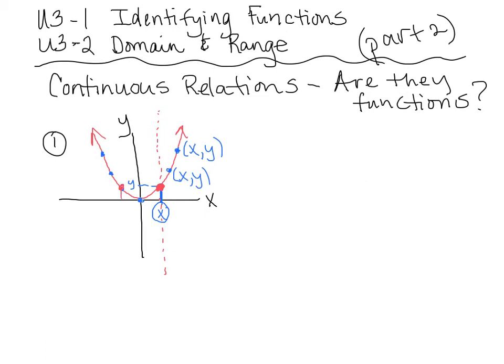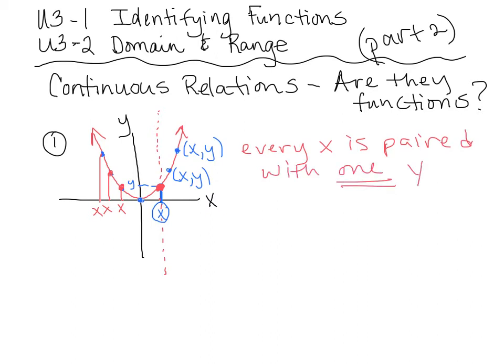Every single point here, if you go down to the x-axis, and you think, are there any other points along that vertical space where it's paired with a second y value? You'd say no. Here, every x is paired with one y. So this is a function.